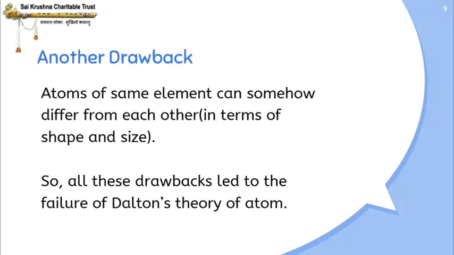So this is one of the drawbacks of Dalton's atomic theory. Let's look at another drawback. We have studied that atoms of the same element can differ from each other in terms of shape, size or mass, right? What did Dalton say? That atoms of the same element are similar in character. We studied the example of sodium, right? Sodium is an element, whereas the atoms are sodium atoms. So all the sodium atoms are similar in size, shape, etc. That is said to be wrong. Here the atoms of the same element can differ from each other, either in shape or in size. So this is another drawback. All these drawbacks led to the failure of Dalton's atomic theory.